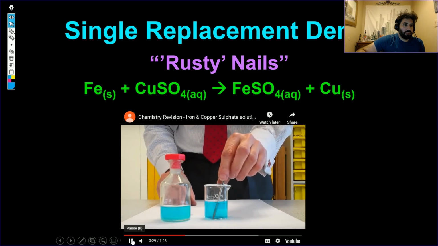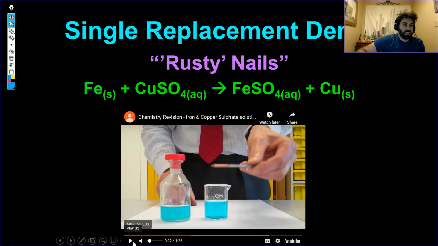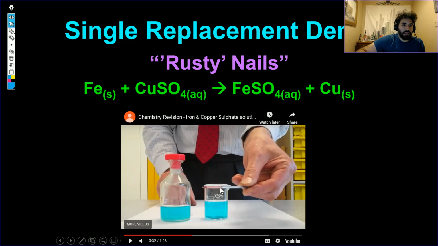The nail soon becomes coated with... Right? And just in a few seconds, you can see that that pristine nail now has this brown residue on it. And the question is, what happened there? How did it get rusted so quickly? And the answer is that it didn't actually rust. What actually happened is the iron replaced the copper in solution.